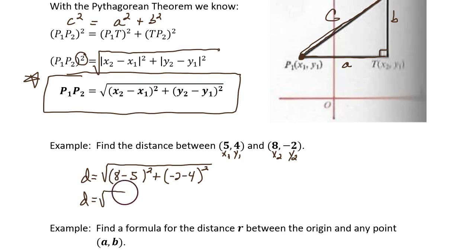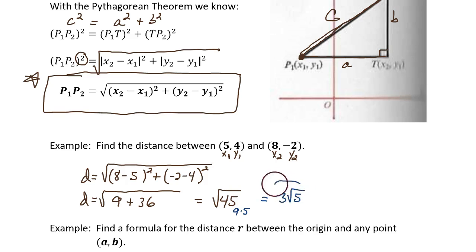Next step, let's do some simplifying in the radical. 8 minus 5 makes 3. 3 squared makes 9. Over here, -2 minus 4 is -6. -6 squared makes 36. So this turns out to be the square root of 45. That's the answer, except that's not simplified. And one of the things we've been practicing in Chapter 7 is simplifying radicals. Think of 45 as 9 times 5. Then the square root of 9 makes 3, and the 5 stays in a radical.